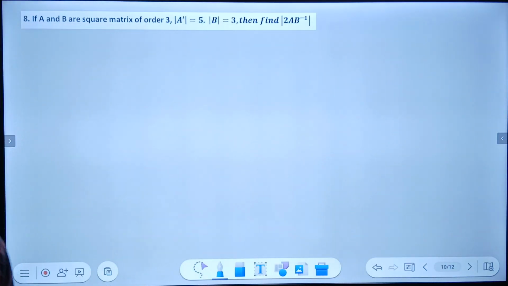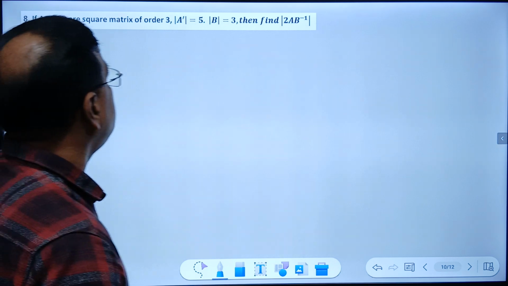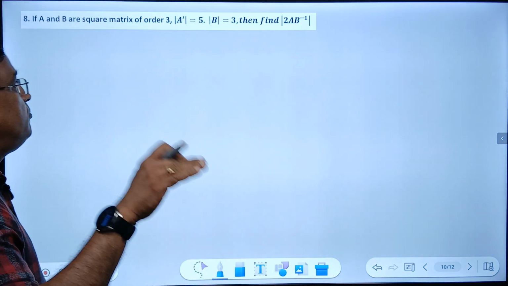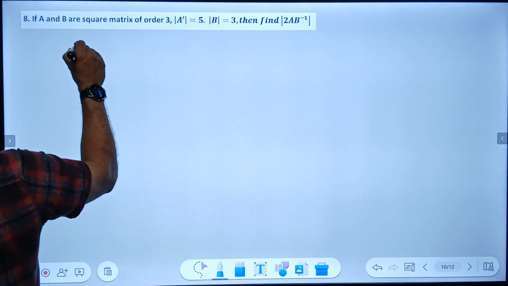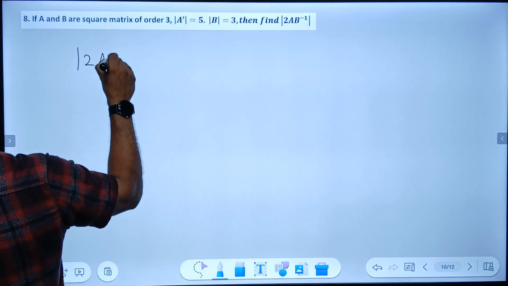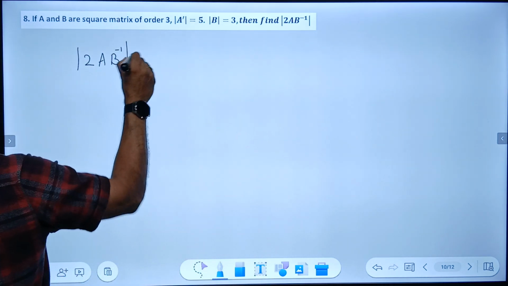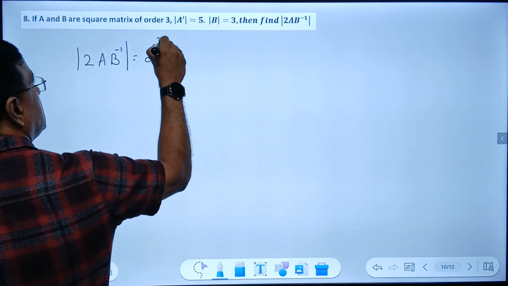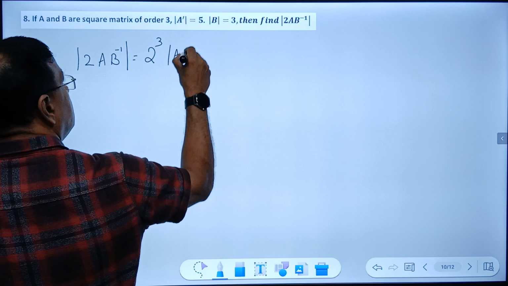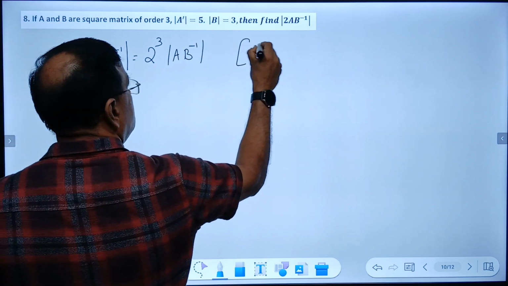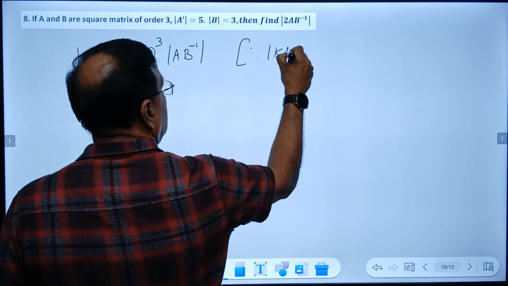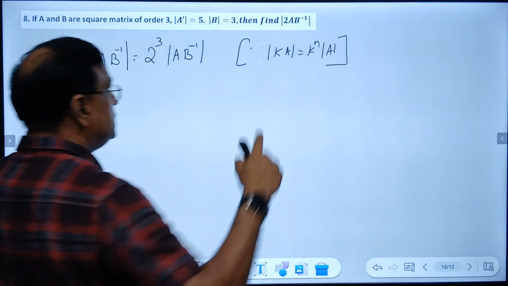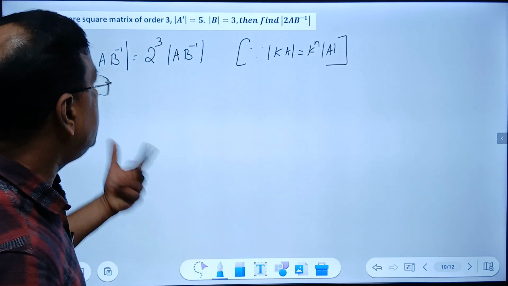Now, the next one. If A and B are square matrices of order 3, determinant of A transpose is given, determinant of B is given. I want to find determinant of 2AB inverse. You see how many properties I want to use here. First, I am going to use this property: 2 power 3 determinant AB inverse. So what did I use? I used determinant of KA is K power n determinant A. So, clear?